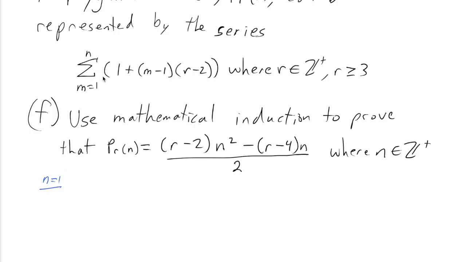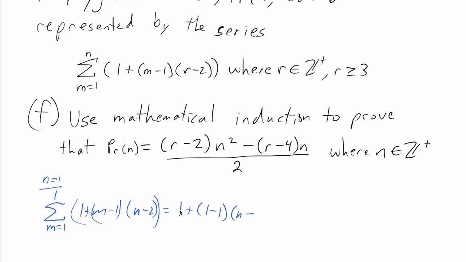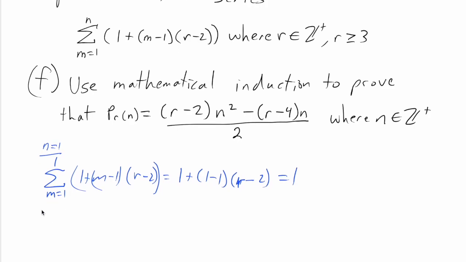So if n equals 1, that means you're just going to have, actually let's put a 1 there, sorry. The summation from m equals 1 to 1 of 1 plus m minus 1 times r minus 2 equals, this means you start with 1 and end with 1, so it's just one term. It's 1 plus 1 minus 1 times, that's not an n, that's an r, times r minus 2, that's a 0, so you just get a 1. Now let's do it with this formula here.